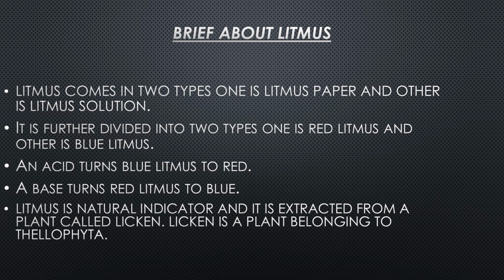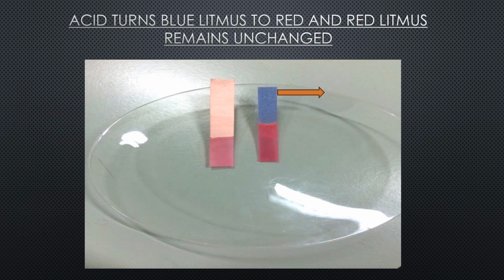An acid turns blue litmus to red. It means if you put blue litmus in a solution of acid, then the color of the litmus paper will turn red. A base turns red litmus to blue. Litmus is a natural indicator and it is extracted from a plant called lichen. Lichen is a plant belonging to the Thallophyta family. So this is about the litmus paper or litmus solution.